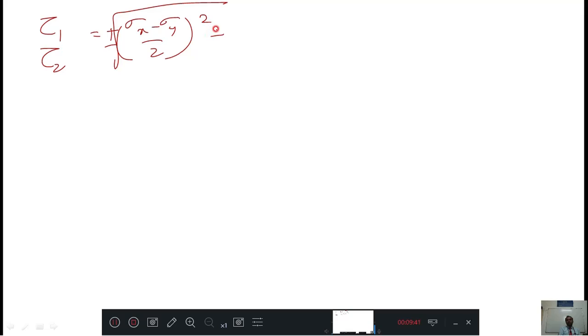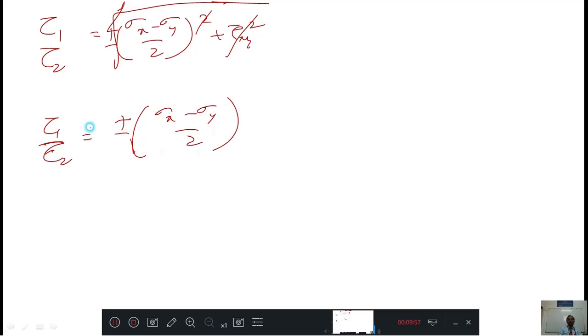The same thing, shear stress: if you want tau 1, tau 2 equal to plus or minus square root of sigma x minus sigma y by 2 square plus tau xy square. The tau xy term cancels because it's not there in the biaxial. Then this square root cancels. Therefore, tau 1, tau 2 will be equal to plus or minus sigma x minus sigma y by 2. Use plus for tau 1, minus for tau 2. Over.